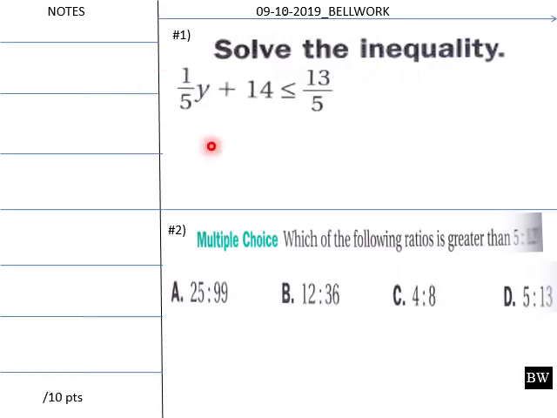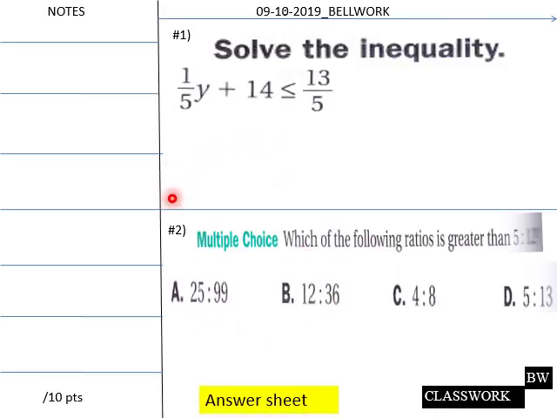Solve the inequality here. This is a complex inequality, and you would get this in part 2 and part 3 of a previous lesson if you're not familiar with it. And then, which of the following ratios is greater than 5 to 12? Give your students 5 minutes.